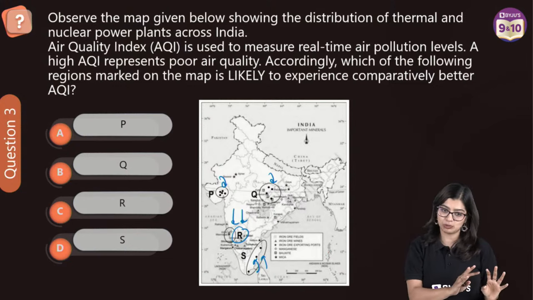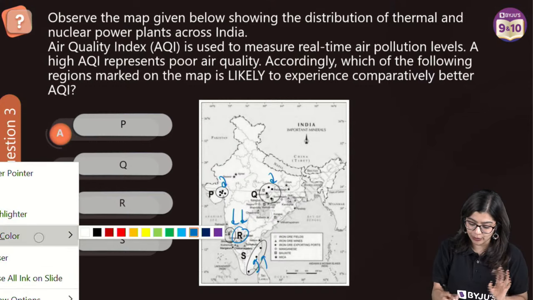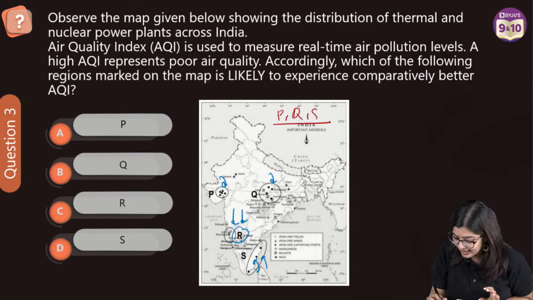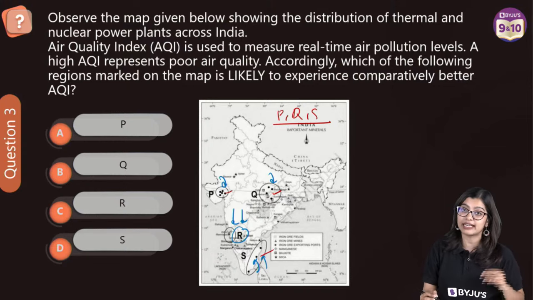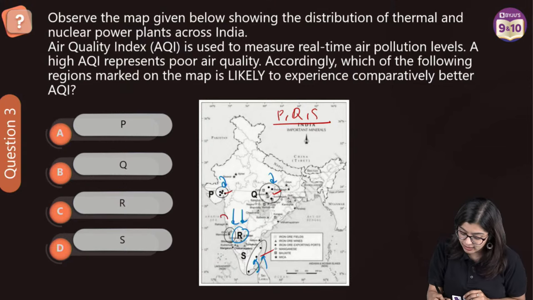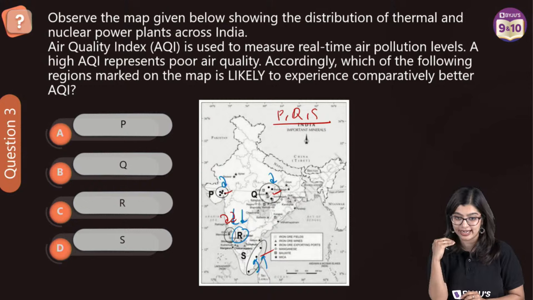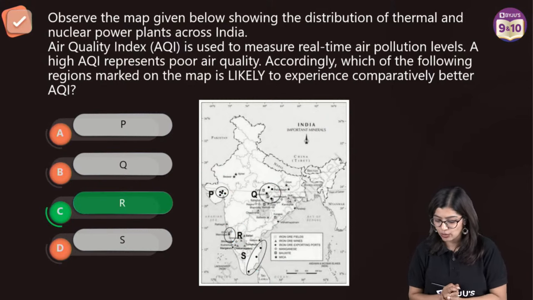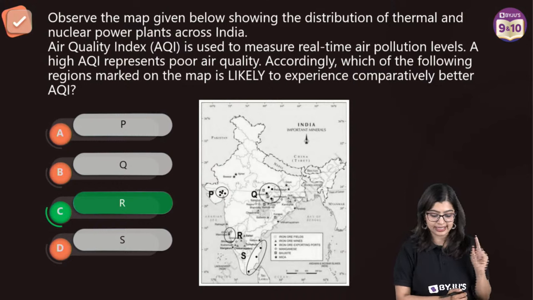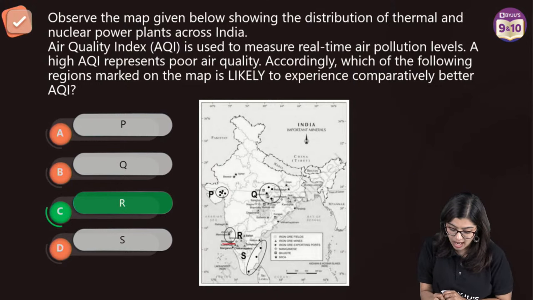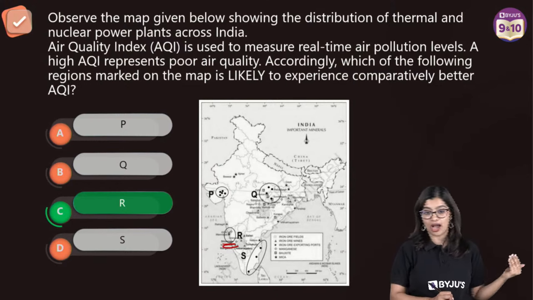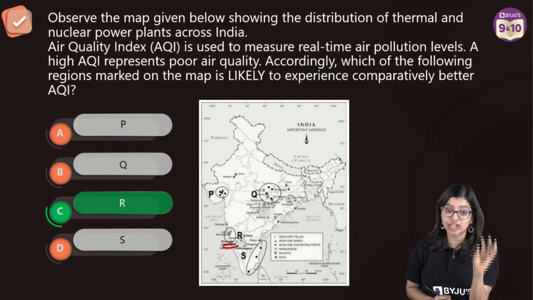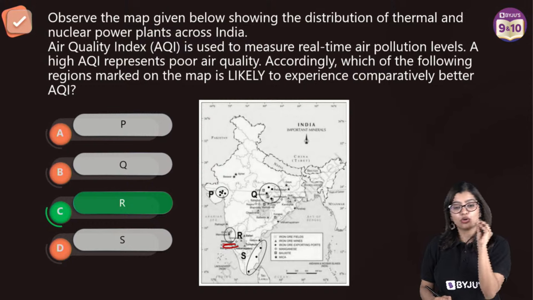Lesser number, less pollution. So Bhavleen and many of you, in the case of P, Q and S, we see that more number of plants are found concentrated in the area marked. While here, less number of it, which means lesser air pollution, hence better air quality. So correct answer is going to be option C. Correct answer here is option C, which means that R is the place where AQI will be better. Yes? Are we clear? Use your logic in such questions. Theek hai? Use your logic.